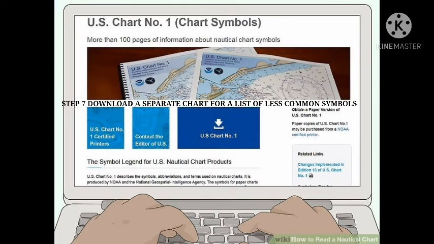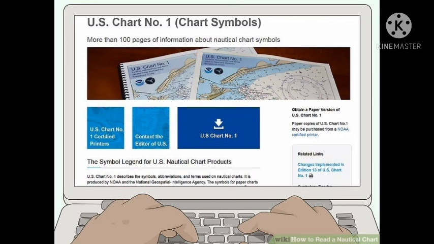Step 7. Download a separate chart for a list of less common symbols. The full title of the chart is NOS Chart Number 1, Symbols, Abbreviations, and Terms. It isn't actually a chart, but it contains a list of all chart symbols you may encounter.